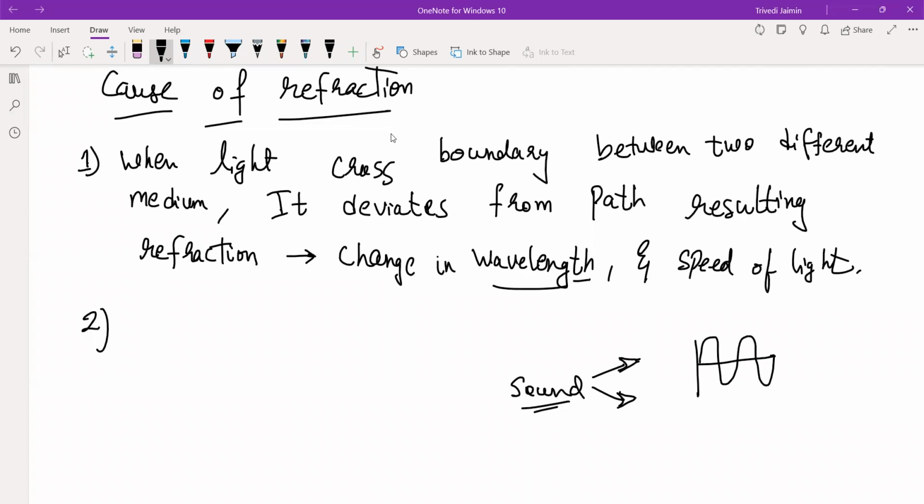Simply if I draw here, this is a transverse wave, and these are longitudinal waves. These are a form of waves, how to draw a wave, fine. But if I say wave means one complete oscillation of this wave, that is one cycle. So the length of this cycle is the length of one wave. It is wavelength, denoted by lambda.